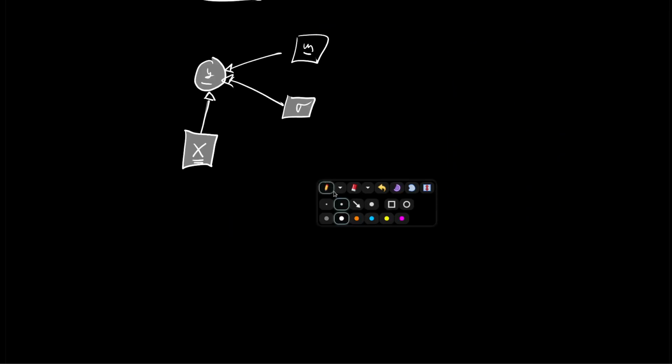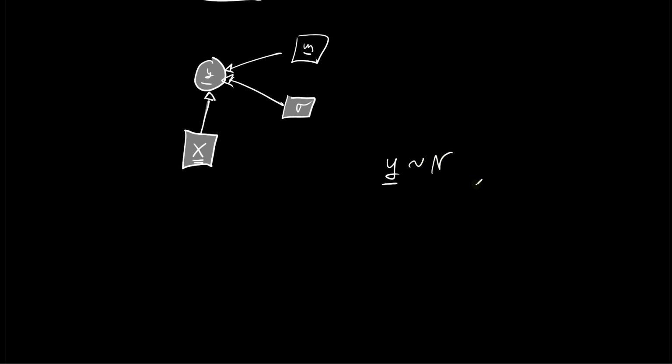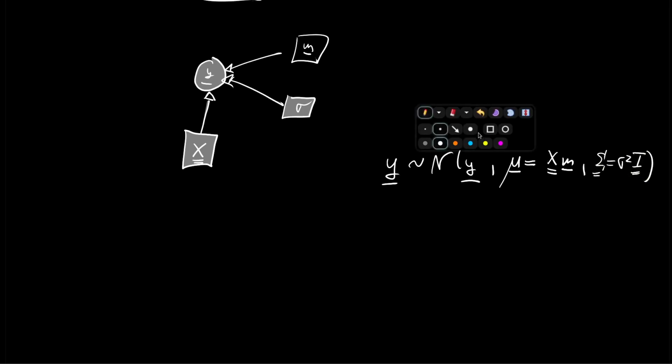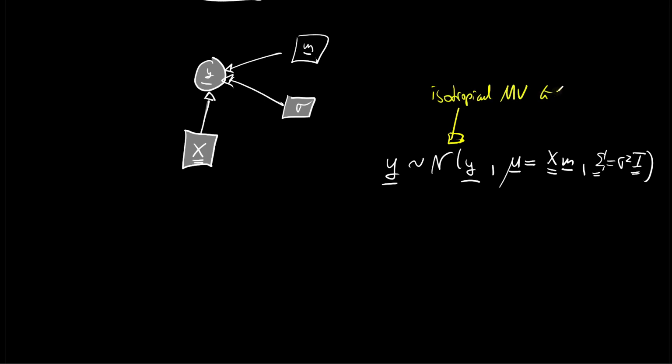So in other words, we can say that the y vector is going to be distributed according to a normal distribution over the y vector, where the mu vector is going to be given as data matrix x times m. I will explain that in a second. And the covariance matrix capital sigma is going to be sigma squared times the identity. So in other words, we will be having an isotropic multivariate normal, or maybe let's also call it Gaussian, because these two names are equivalent.